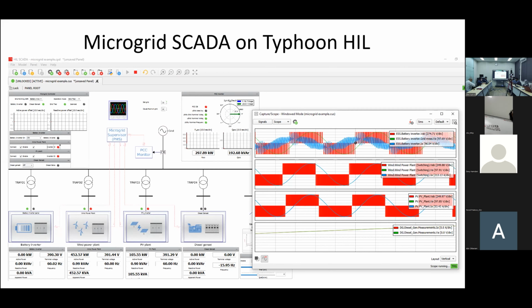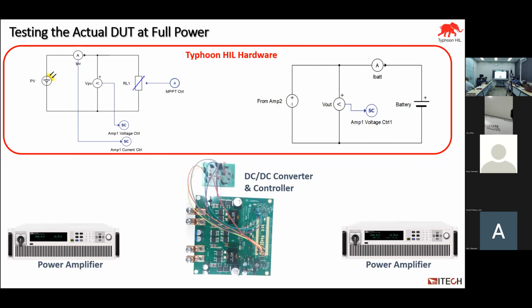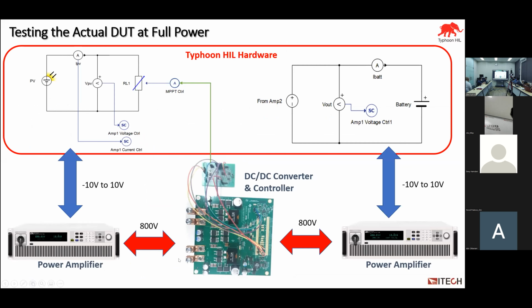In the power electronics industry, they are heavily using Hue. Our Typhoon Hue is used both in the industry and the academia. You can also connect the Hue to an actual power amplifier to run full power tests. Because the Typhoon Hue itself, the I/O is plus minus 10 volts. But let's say you want to test a converter that is running at 800 volts, then we are able to provide power amplifiers for you to interface your Hue with your converter.